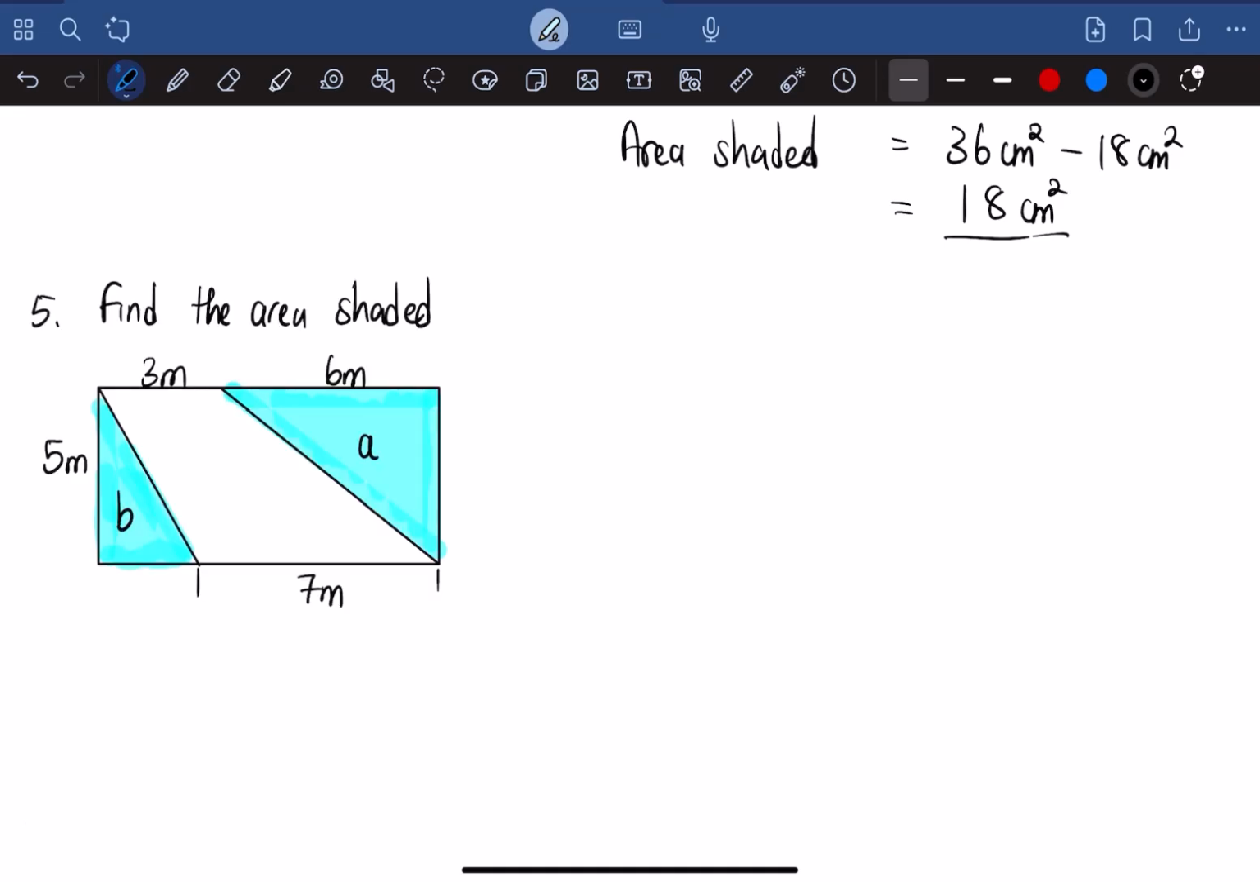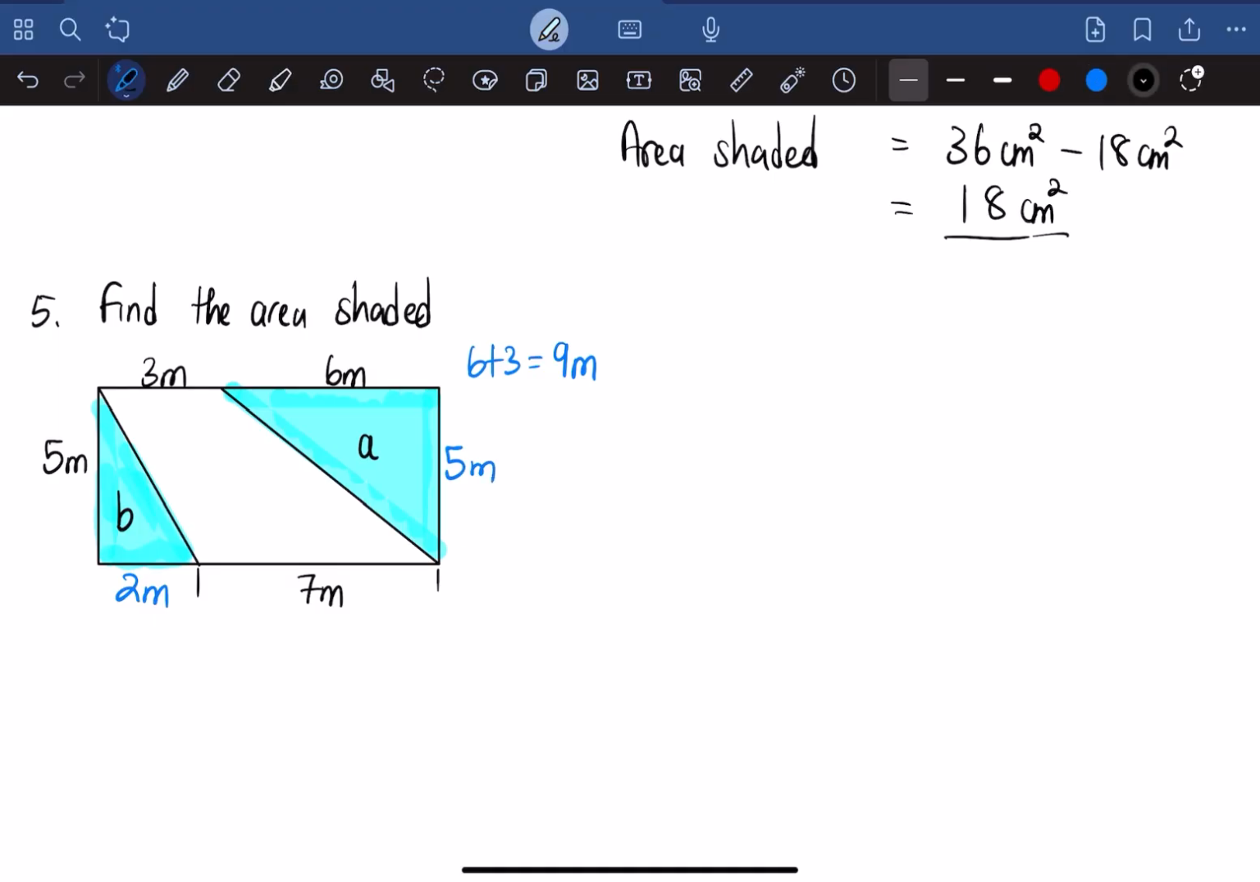Example number 5. From the diagram that we've been given right here, we can see that we have a rectangle which is running from this point to this point and this point to this point. And I'm going to get the total of length, which is 6 plus 3 is equal to 9 meters. That means this point right here is 2 meters. And we also have this side as 5 meters.